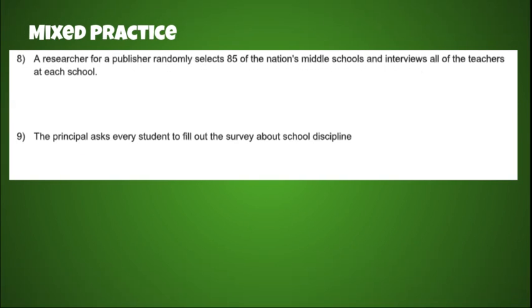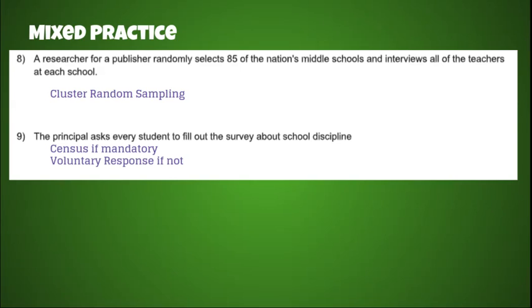Number 8, a researcher for a publisher randomly selects 85 of the nation's middle schools and interviews all of the teachers at each school. So each school, they're all middle schools. They're sort of all similar to each other and they're all groups. So this is cluster random sampling. Number 9, the principal asks every student to fill out the survey about school discipline. So this could actually be 2 depending on the scenario. So if it was a mandatory situation, it's census. And if it was a voluntary situation, then it would be self-selected or voluntary response.